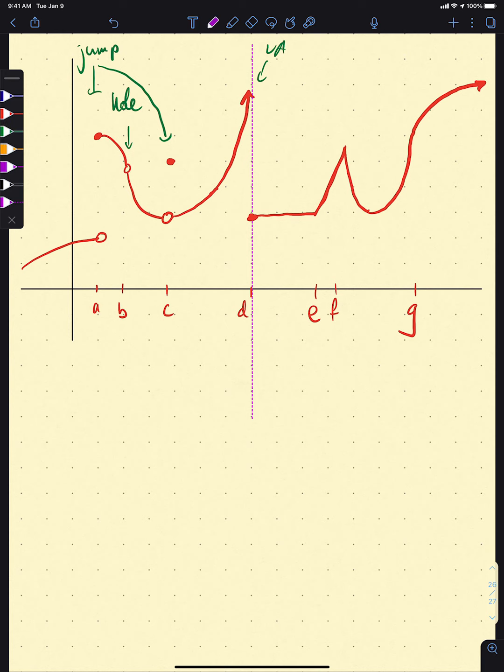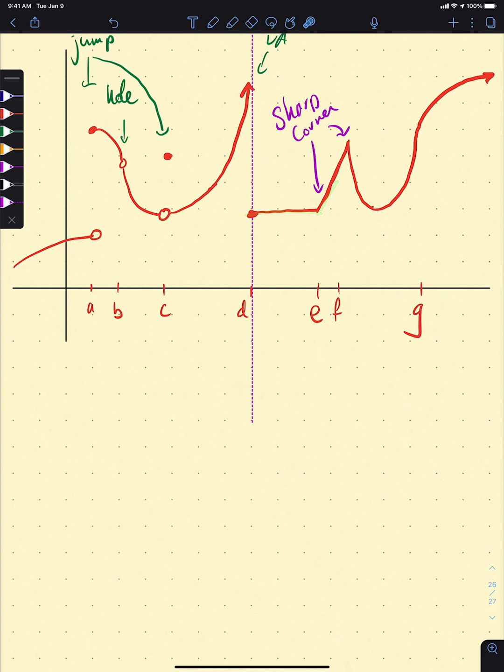But now that we get to the other side, things start to change a little bit. We're definitely continuous here. But we have a sharp corner, both at E and at F. At these sharp corners, again, our function is continuous, but it's definitely not differentiable, because what's the derivative? Is it that or is it that? We can't dream up how to define a derivative there. And then here, our tangent line is vertical at our point G, and so our derivative isn't defined there either, okay?